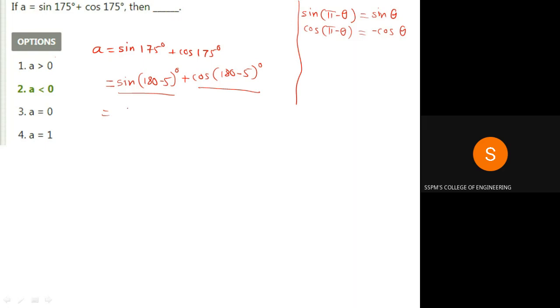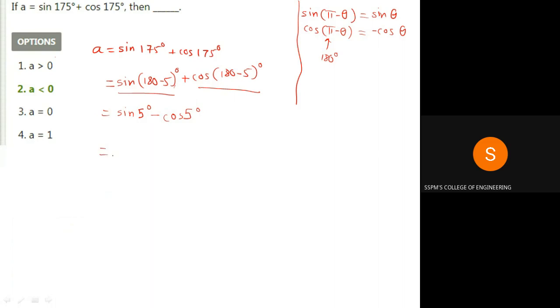In sine 180 minus 5 degree, what is pi? Pi means 180 degree. So sine 180 minus 5 is sine 5 degree. Plus cos 180 minus 5 degree. What is cos pi minus theta? It is minus cos of theta. So we will write a minus sign here: minus cos of 5 degree.